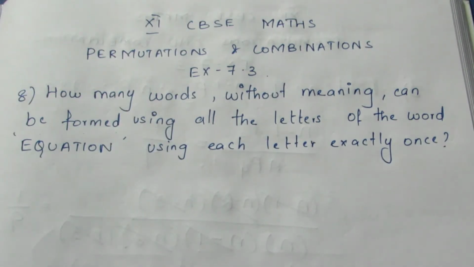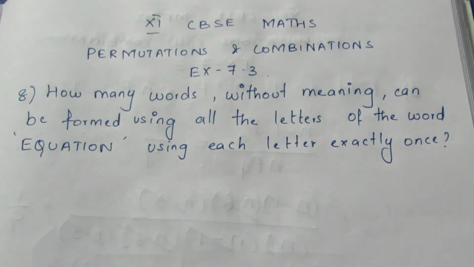Today we are going to see 11 CBSE Maths Permutations and Combination exercise 7.3. Question number 8. Let's see the question. How many words without meaning can be formed using all the letters of the word EQUATION using each letter exactly once? This can be done in two ways. I'll teach you both the methods, the long and the easy method.